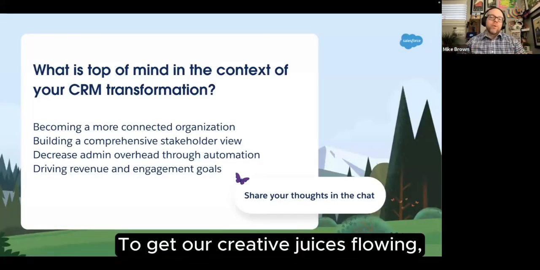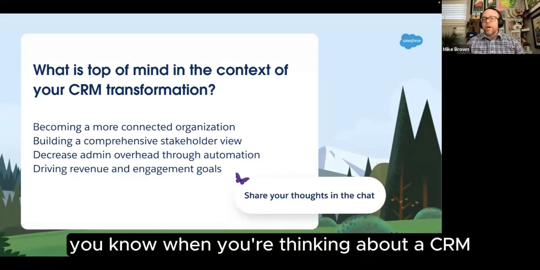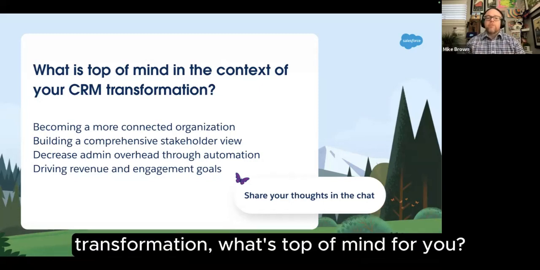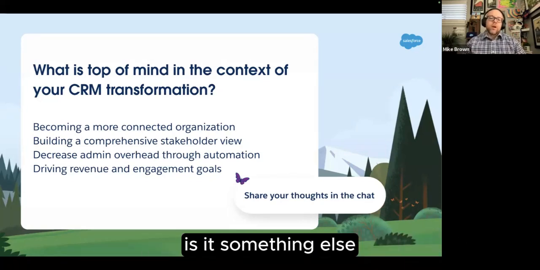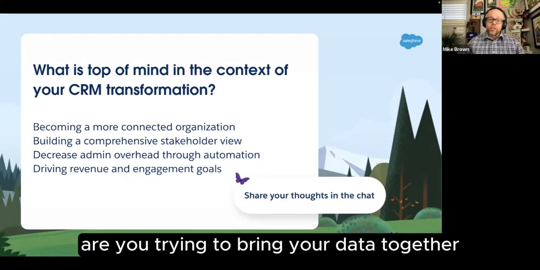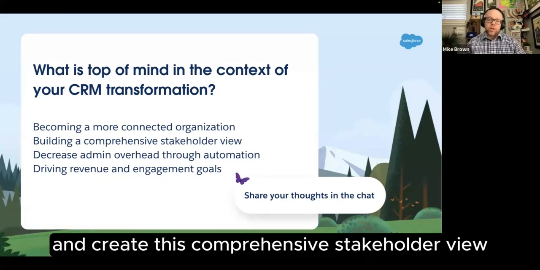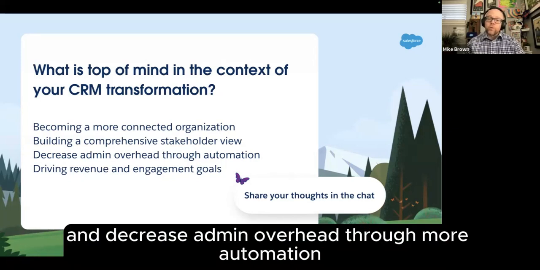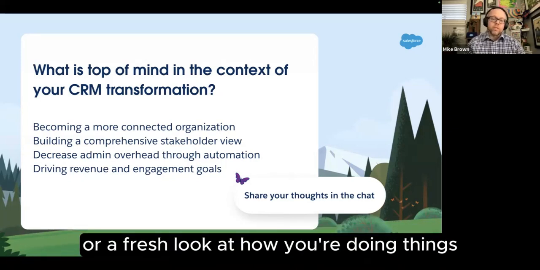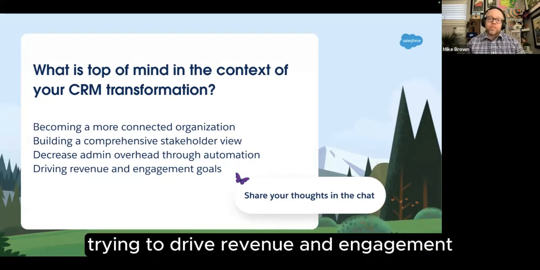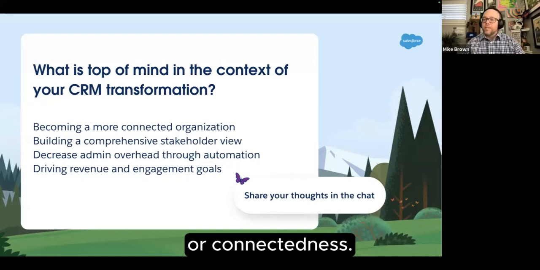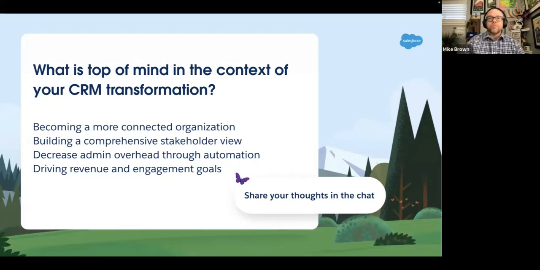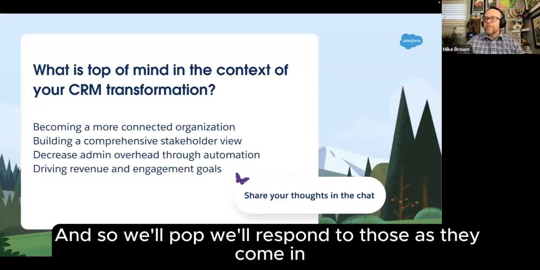To get our creative juices flowing, we would love to hear from you in the audience. When you're thinking about a CRM transformation, what's top of mind for you? Is it one of these 4 things? Is it something else? Are you looking to become more connected? Are you trying to bring your data together and create this comprehensive stakeholder view? Are you looking to maybe change your processes and decrease admin overhead through more automation or a fresh look at how you're doing things? Or are you trying to drive revenue and engagement through better personalization or connectedness? We'd love to hear from you. Any thoughts you have? All right, so we'll respond to those as they come in.